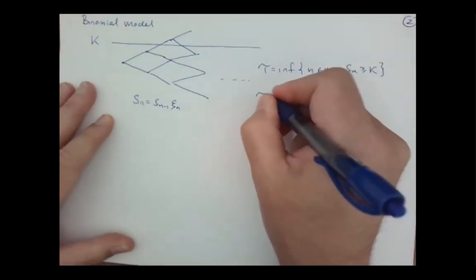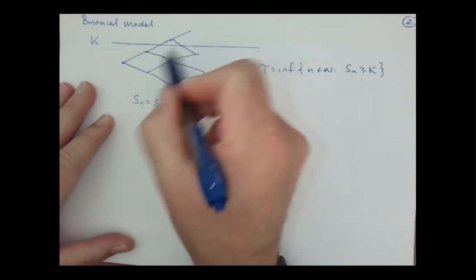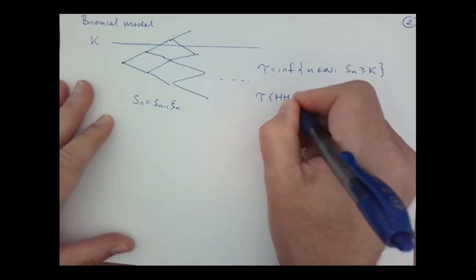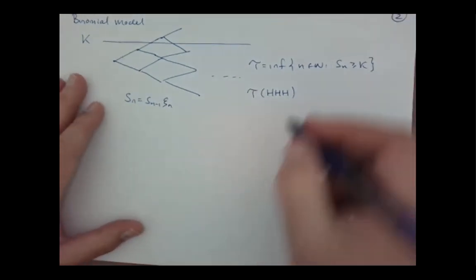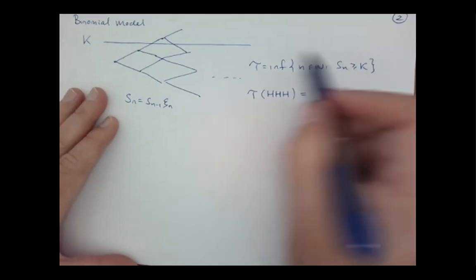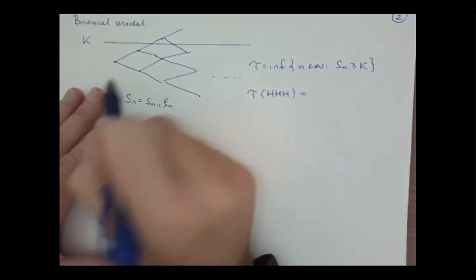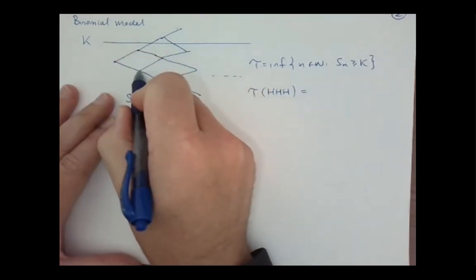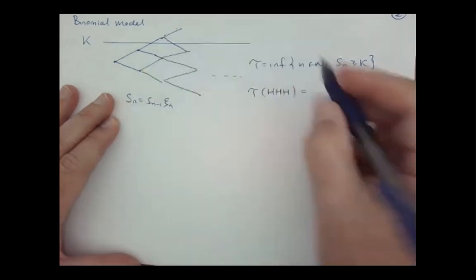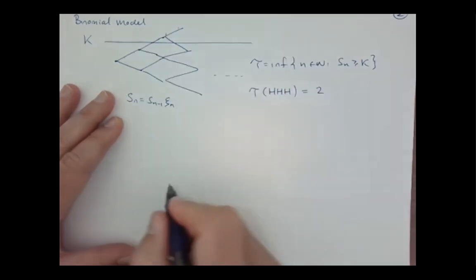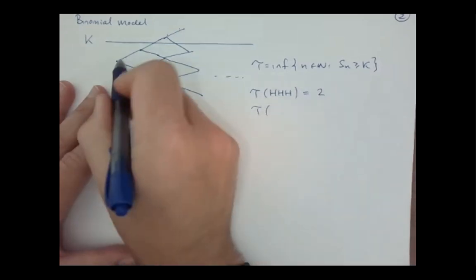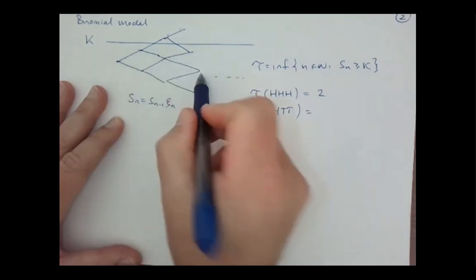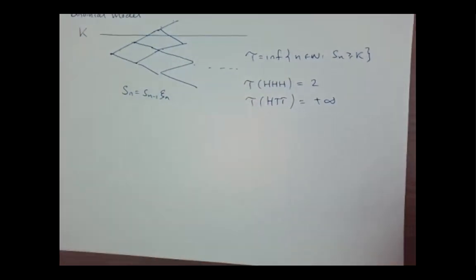Whereas if I looked at tau of, say, in a 3-period model, heads, heads, and heads, this would be equal to what? If I have 3 heads in a row, when is the first time I get to be above this k? Well, this here is at time 0, this is at time 1, this is at time 2. Okay, so at time 2 I'm there. Whereas if I looked at tau of, say, heads and then tails, I'll go up, down, and down. I don't get to be above.